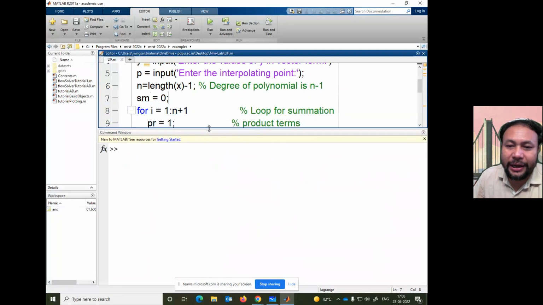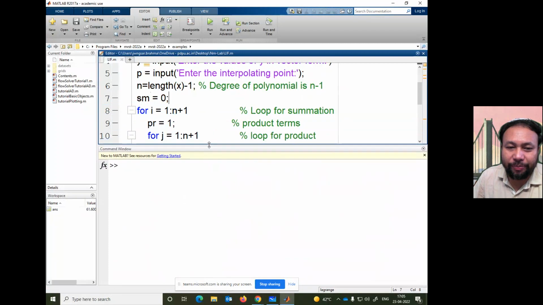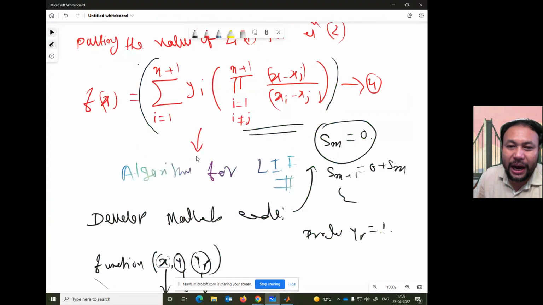After that, I apply the for loop. Look here, I apply the for loop here. What is the I? Number of terms. I will move from 1 to n plus 1. So from here, loop for summation. Loop for summation means that I want to find out the loop in the form of summation. I will move from 1 to n plus 1.